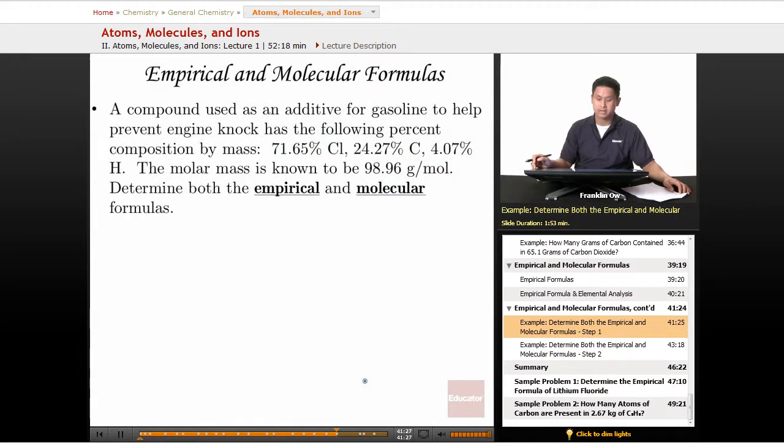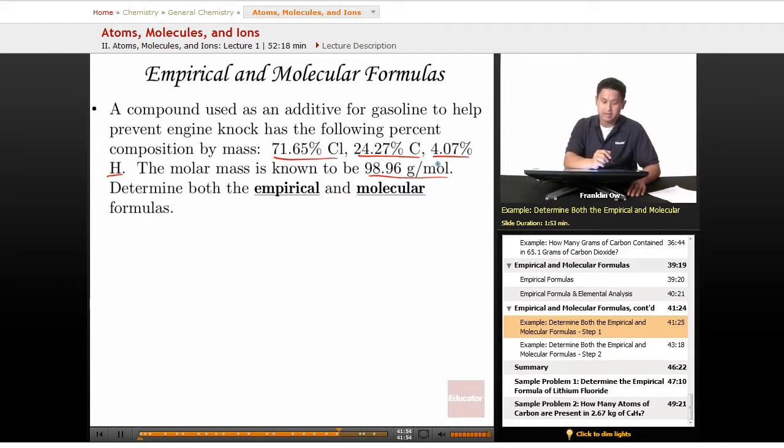Let's look at a typical example. A compound used as an additive for gasoline to help prevent engine knock has the following percent composition by mass: 71.65% chlorine, 24.27% carbon, and 4.07% hydrogen. The molar mass is known to be 98.96 grams per mole. Determine both the empirical and molecular formulas.